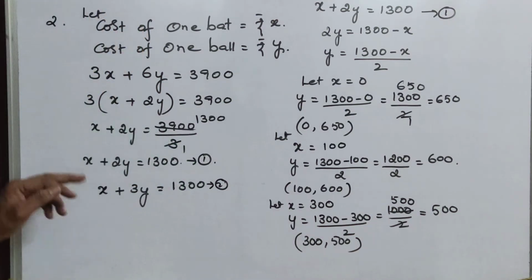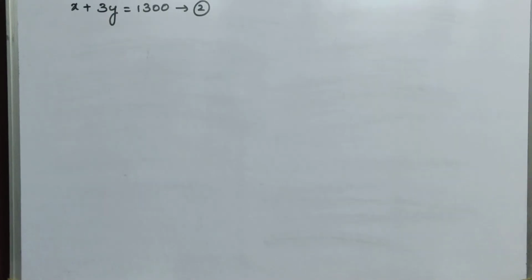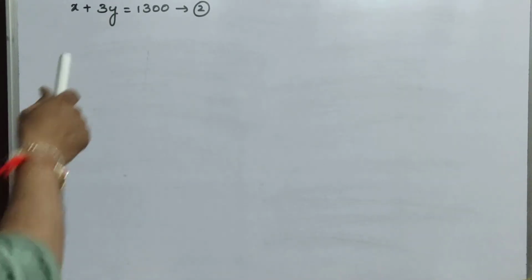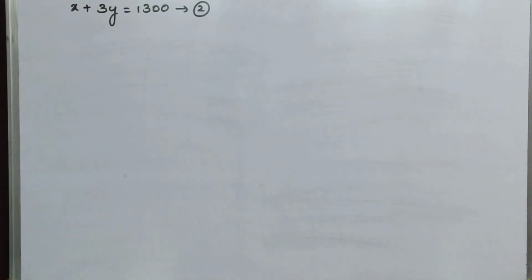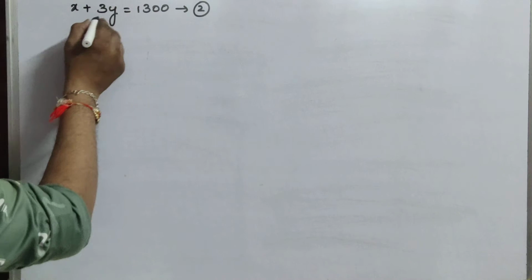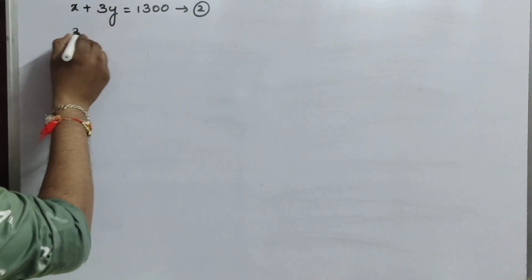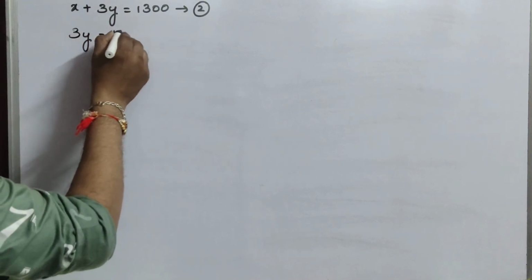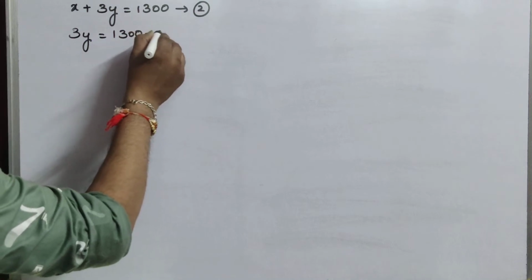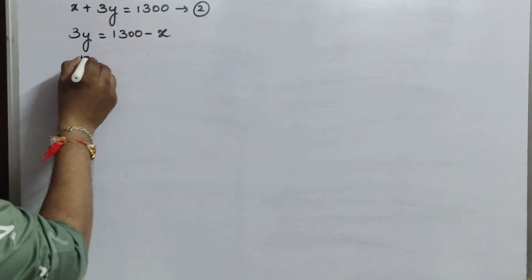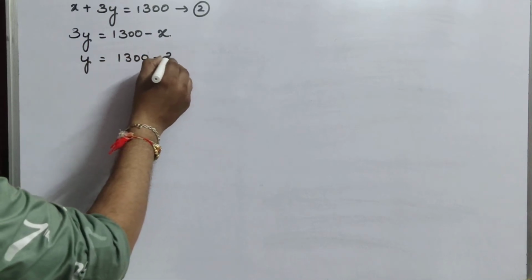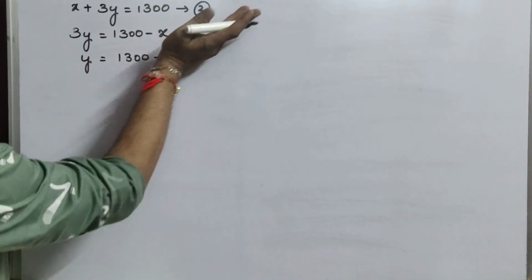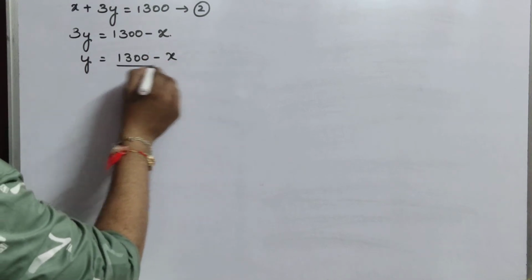Okay. Now coming to the second equation. See here, I took the second equation. Now I am finding the points for this. So 3y equals 1300 minus x. y equals (1300 minus x) by 3.